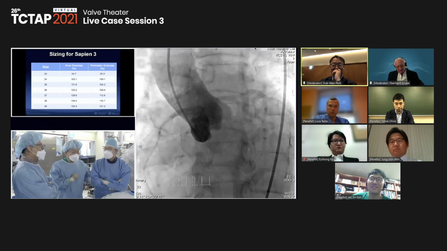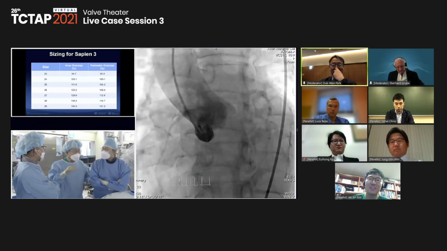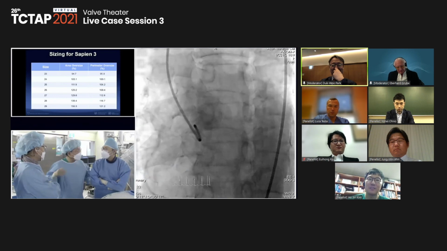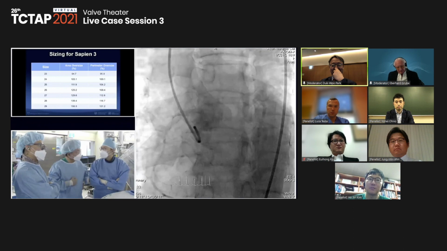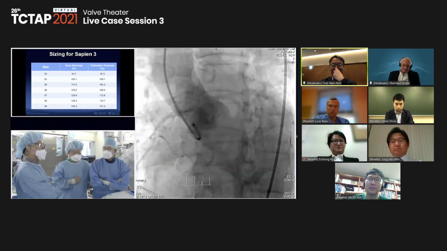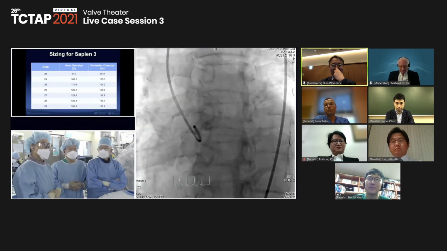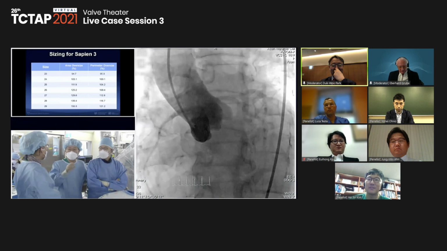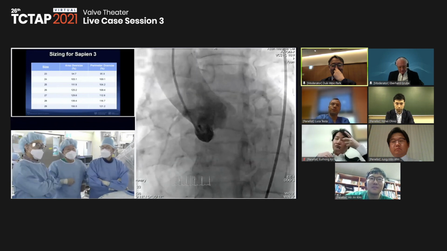However, we agree that even with low STS scores and even at younger ages, TAVR would be a good choice or standard for the future. Right? Okay. So you have already discussed the CT findings in detail, right?